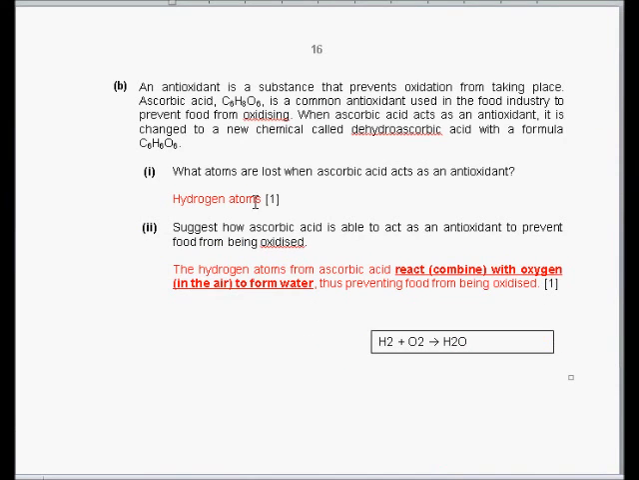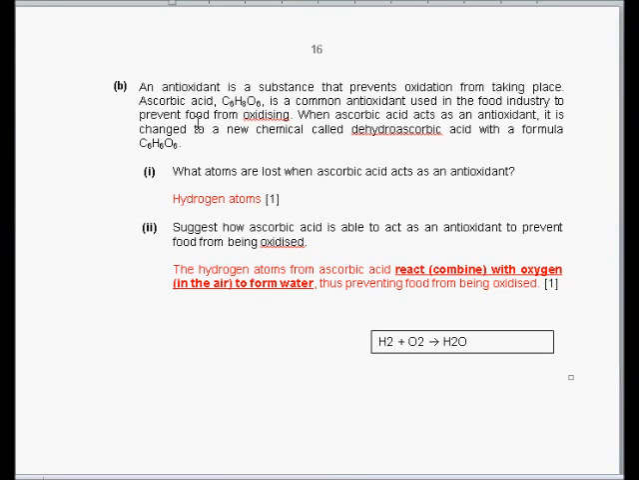Okay, antioxidant. This one, hydrogen atoms, H8 become H6. Suggest how ascorbic acid is able to act as an antioxidant. Antioxidant means that it prevents food from being oxidized. That means it must be able to do something to the oxygen in the air. So the hydrogen atoms from the ascorbic acid react with oxygen in the air to form water.